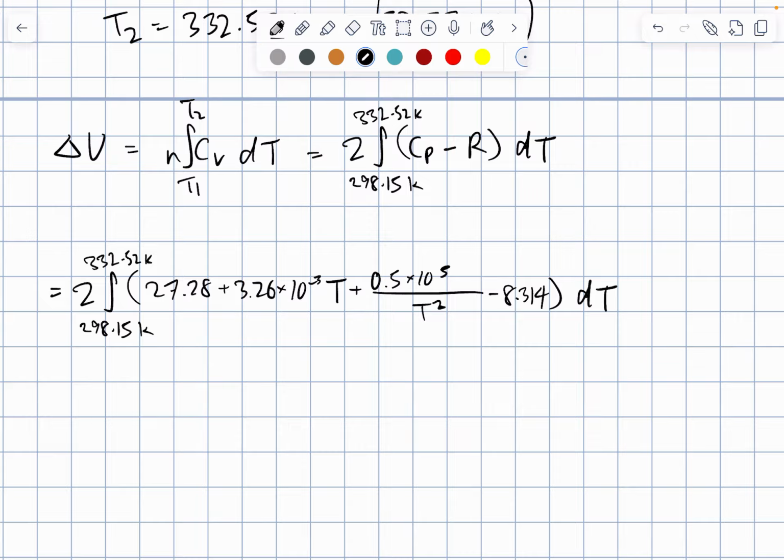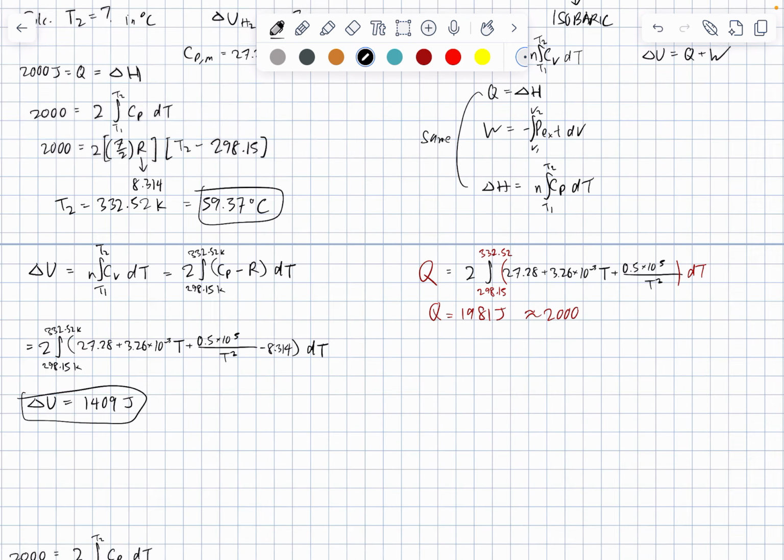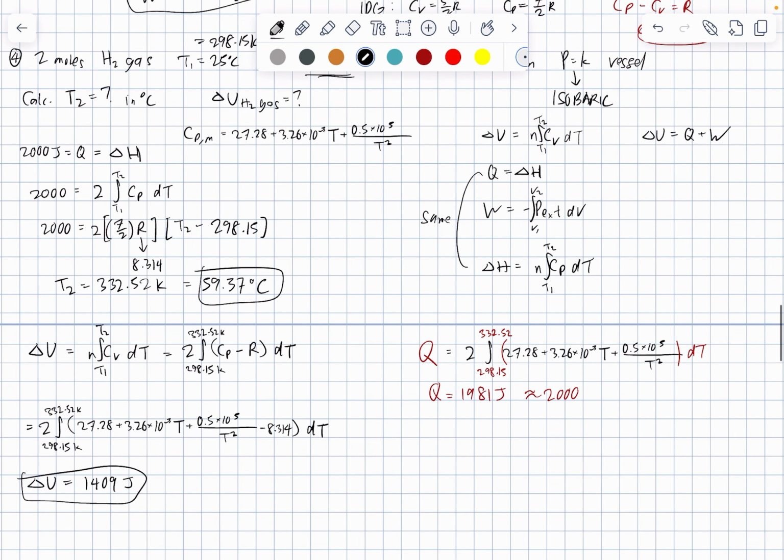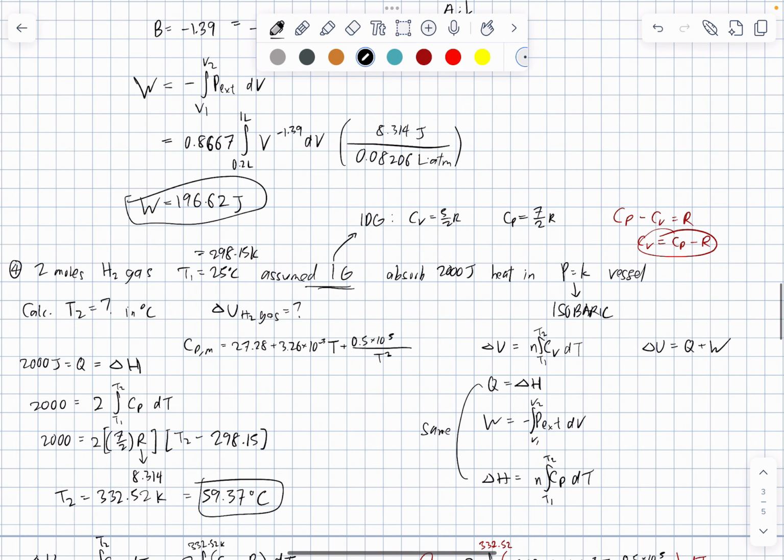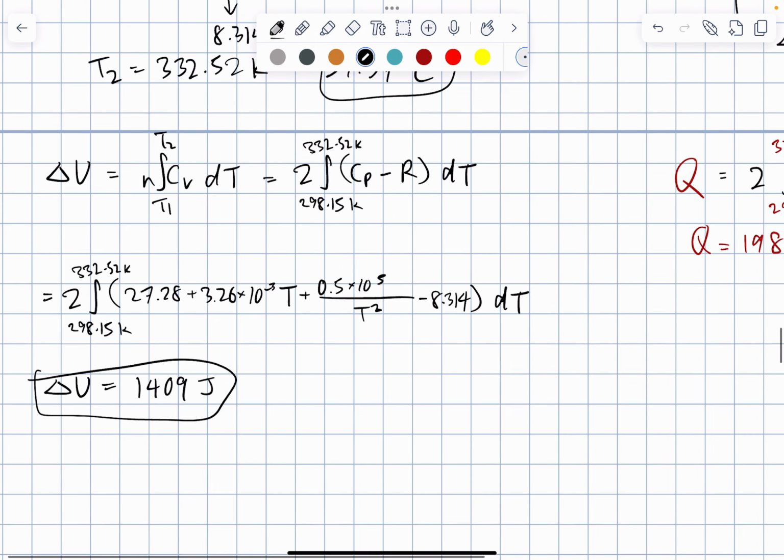Do we need a conversion factor? Everything is in SI units, so I don't think we need one. Delta U is 1409 joules. That's it. What if we tried to use this one instead, 5 over 2R? How does that change the solution?